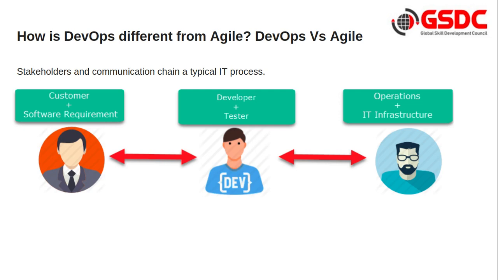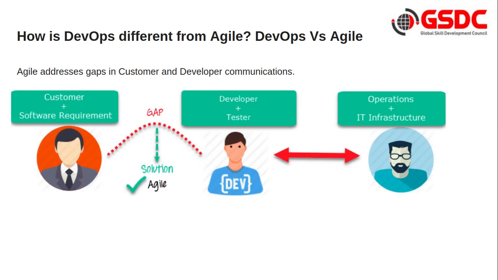Okay, so here there is a gap between the customer and the developer team, right? Because if a customer comes with new features again and again, and the developer develops that feature again and again, then that will take a really huge time. Okay, and the same happens with the developer and operations team. Okay, so this is how the typical IT process is. Okay, but now to reduce that, we got Agile.